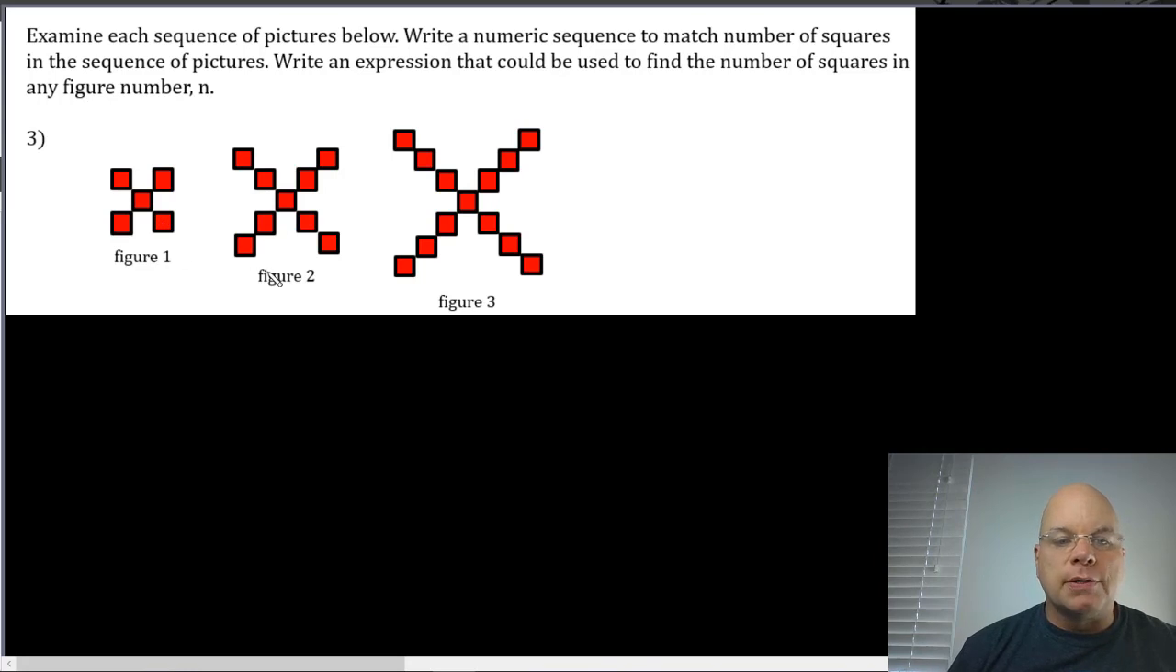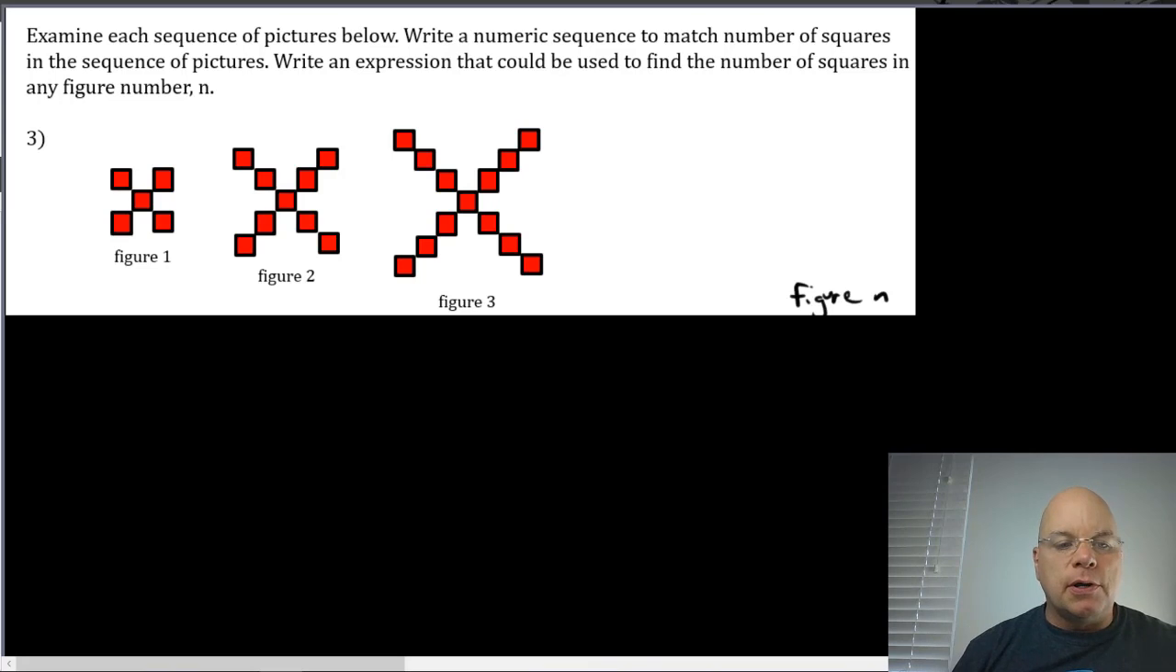So we have figure 1, 2, 3. We could draw figure 4 and 5, but it would take quite a bit of time. Ultimately we're trying to figure out how many squares would be in figure n, which is just a variable, any numbered figure, like figure 10, figure 11, figure 200. Once we know the rule, we could figure that out.